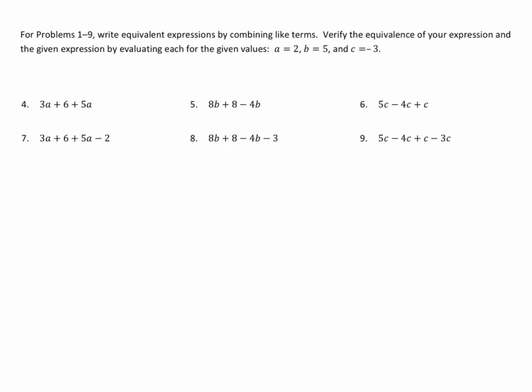For problems 1 through 9, write equivalent expressions by combining like terms, verify the equivalence of your expression and the given expression by evaluating each for the given values. What that means is you are going to combine like terms. Here I have a variable piece that can be combined with another variable piece. That gives me 8a, and the number piece cannot be combined with anything else. We are going to substitute a into the equation that we just found and into the original equation.